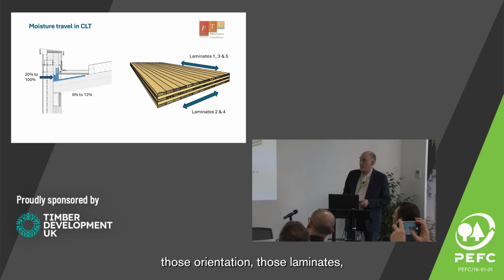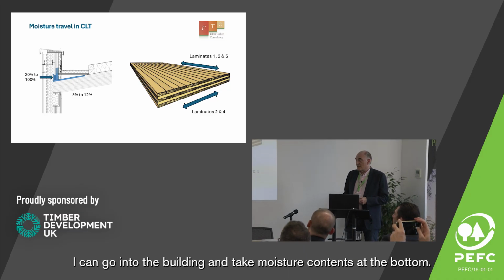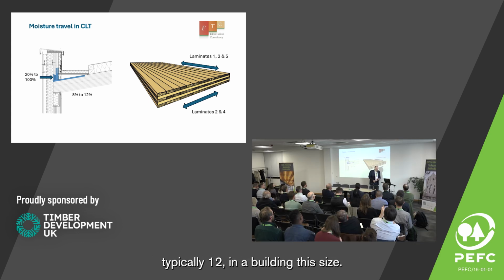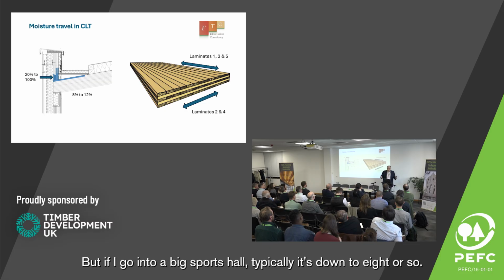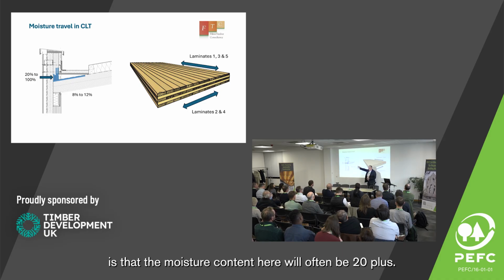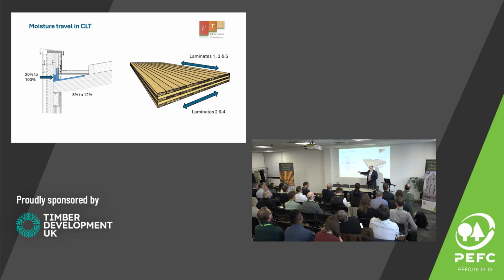those orientation, those laminates. I can go into the building and take moisture contents at the bottom, and all I find is a moisture content of 8 to 12. Typically 12 in a building this size, but if I go into a big sports hall, typically it's down to 8 or so. But unless we do some investigative work, what we'll find is that the moisture content here will often be 20 plus. Okay, so that's an issue that we can't see.